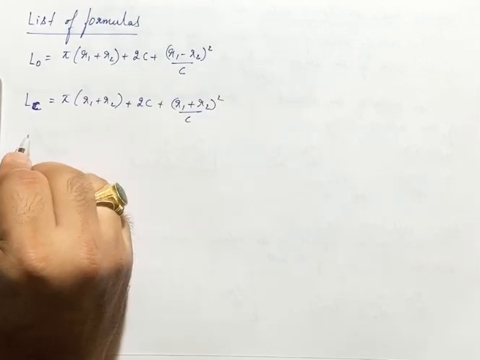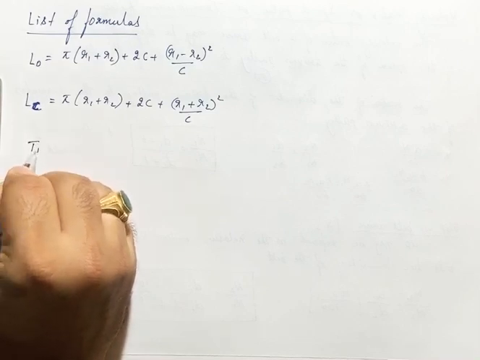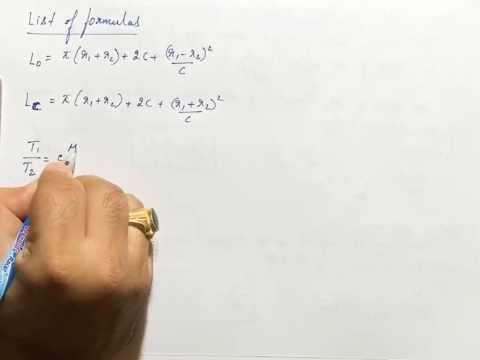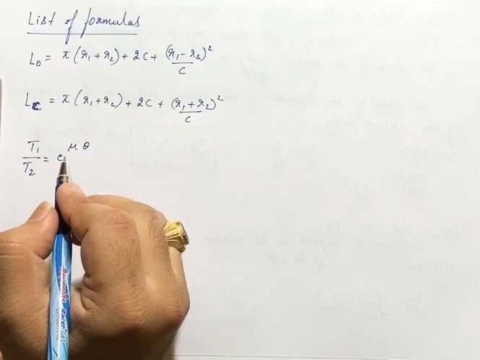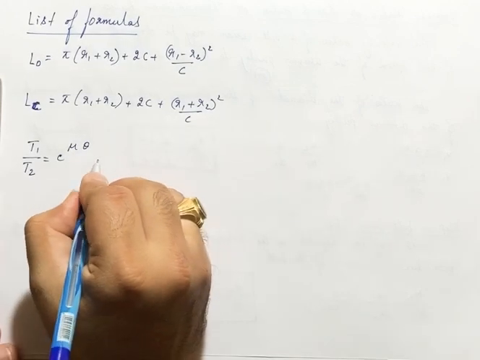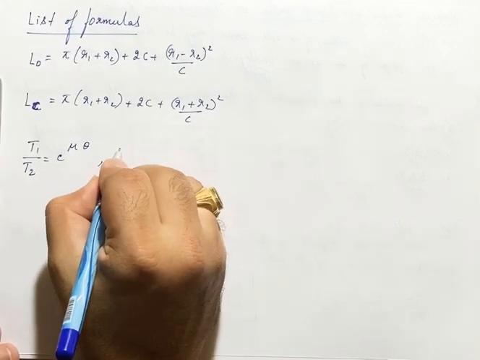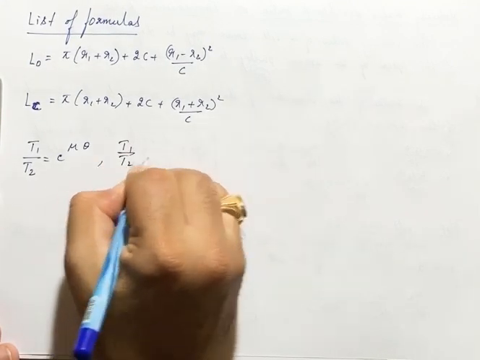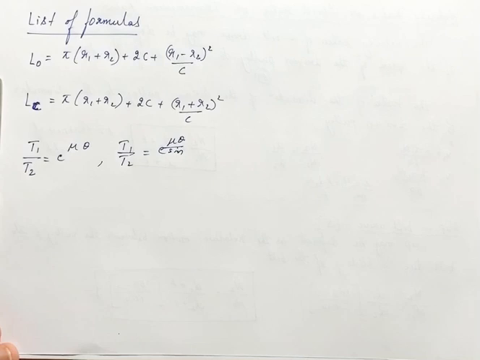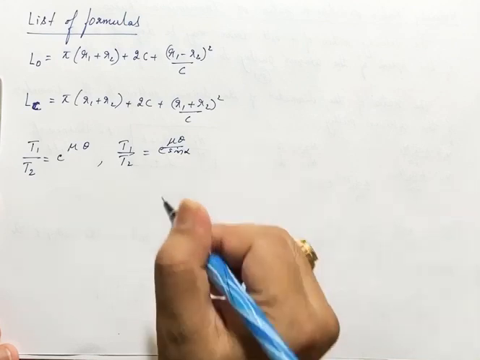Now next one is the ratios of tension. That is T1 by T2 is equals to e power mu theta here. If in some cases they might give the groove angle here for V belt drive, if they give that one, that is T1 by T2 is equals to e power mu theta by sine alpha. This alpha is nothing but the semi groove angle.